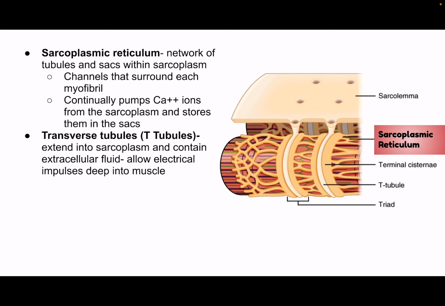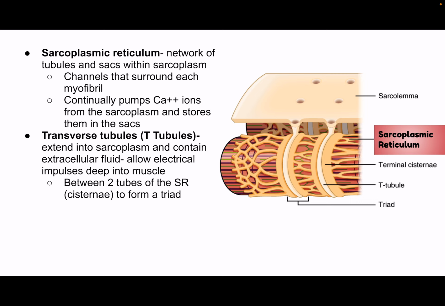Transverse tubules, if you're looking at the picture on the right, notice there's little holes in the sarcolemma, and then those holes feed into this tube which goes deeper inside the muscle. That is a T tubule. It says it extends into the sarcoplasm and contains this fluid that allows an impulse to travel through it, an electrical impulse. So keep that in mind. The transverse tubules are extremely important because they're going to allow that impulse for contracting a muscle to get deep into the muscle fibers.